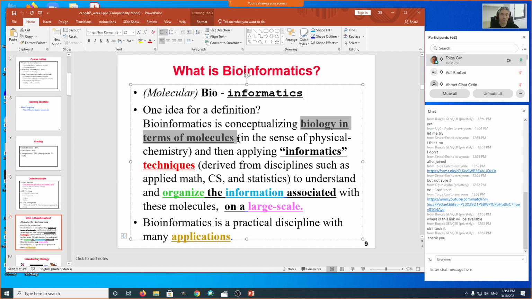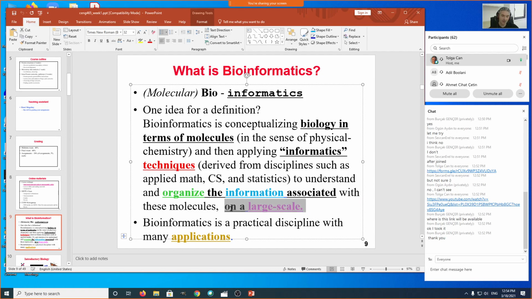There are some critical words that are underlined here. Biology in terms of molecules. Bioinformatics mostly deals with life science problems at the molecular level. The domain is molecular biology and genetics. And we apply informatics or computer science techniques derived from disciplines such as math, statistics, computer science to understand and organize the information associated with these molecules on a large scale.